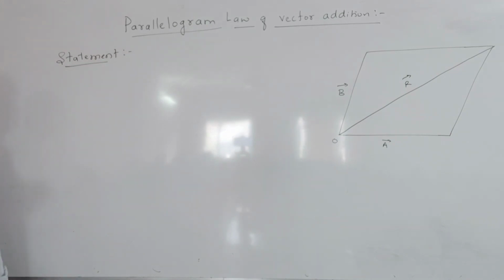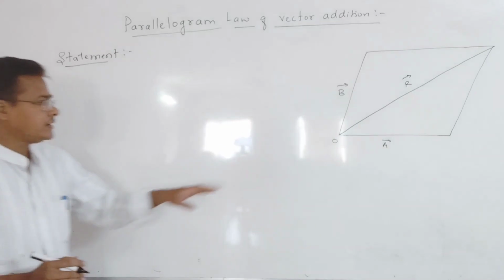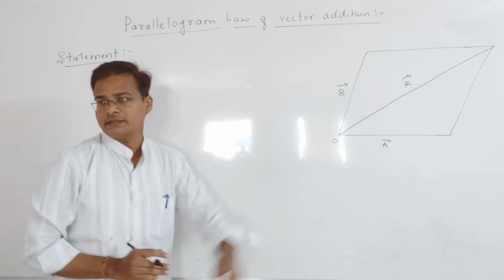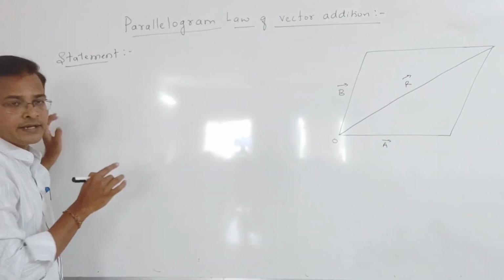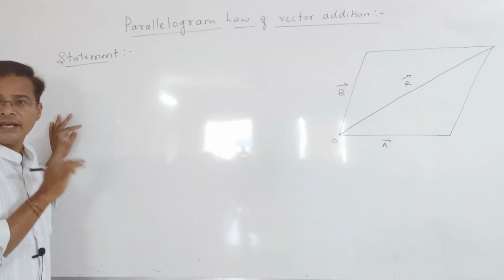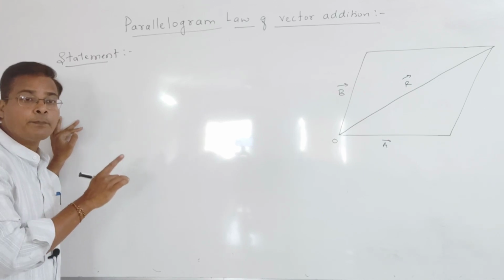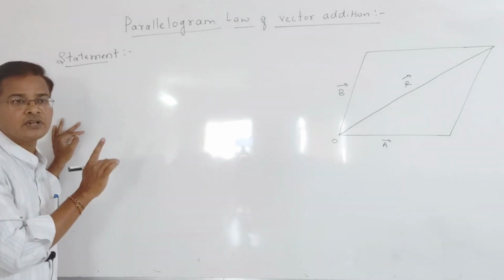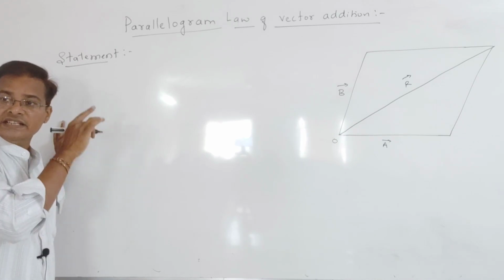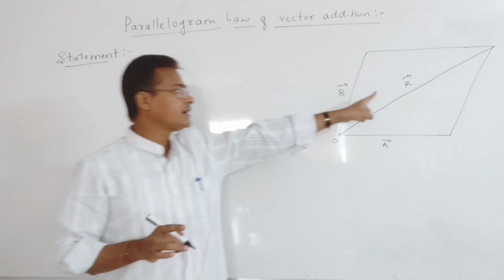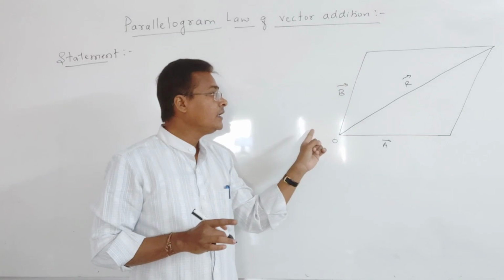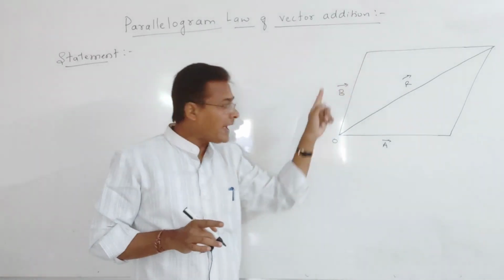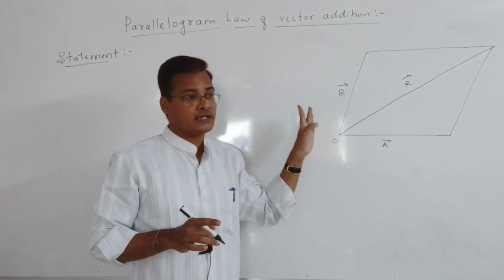The statement is saying that if two vectors acting at a point are represented in magnitude and direction by the adjacent sides of the parallelogram, then their resultant vector is represented in both magnitude and direction by the diagonal of the parallelogram at that point. The same point we are considering here.